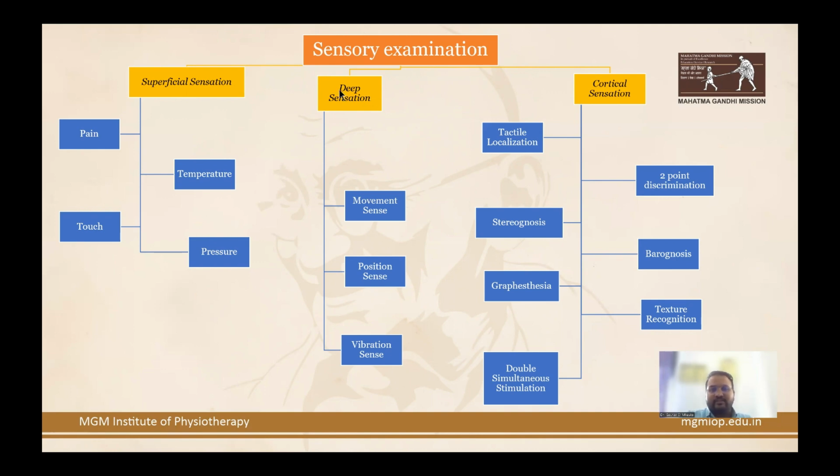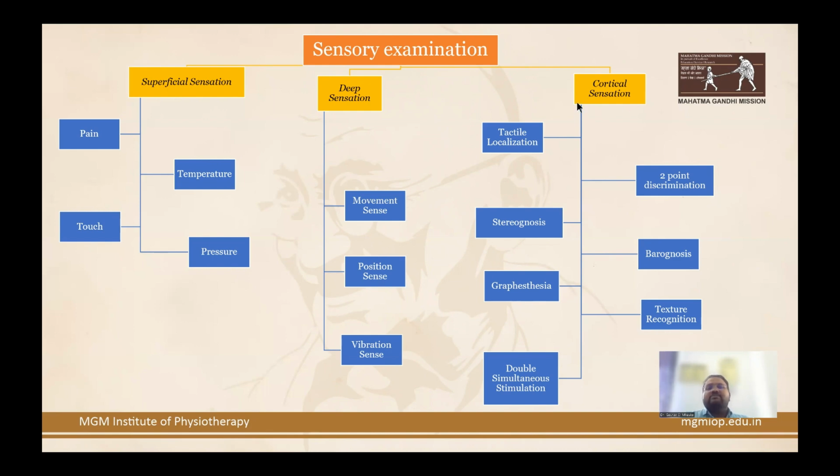Next is your deep sensation. It's about movement sensation, which is where your movement occurs: upward, downwards, close to your body, away from your body, which joint is playing a role, which hand movements are playing a role, where the sensory input is. So it's carried with your deep sensation.